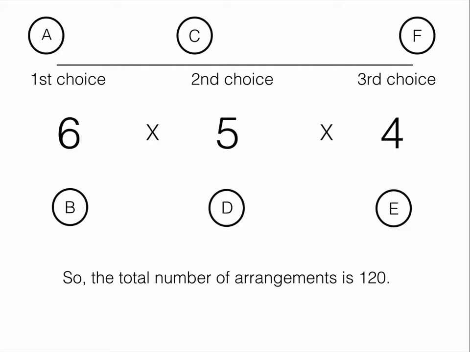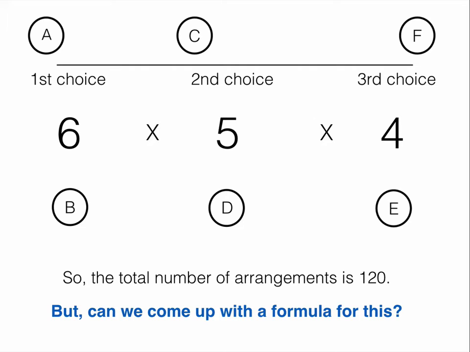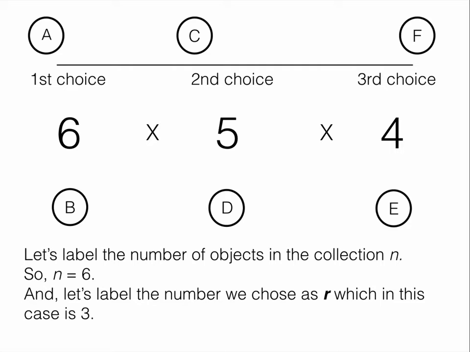But can we come up with a formula for this? So as we do in maths, to help our shorthand, let's use some symbols. So let's label the number of objects in the collection as n. Mathematicians have a bit of a fetish for n, every time they're talking about a number of things. So in our first example here, n equals 6. Now let's label a number that we want to choose as r, which in this case was 3.